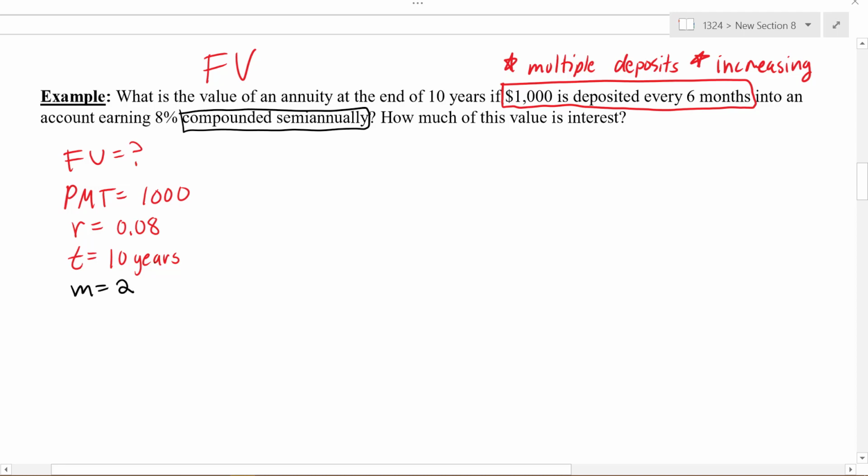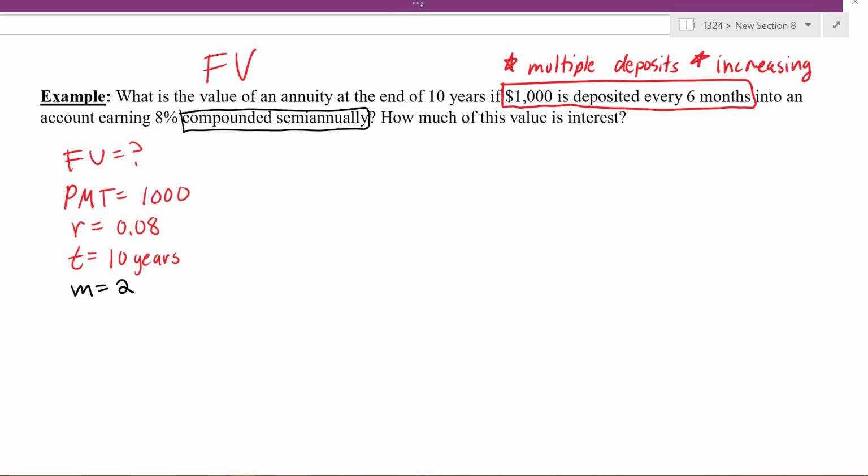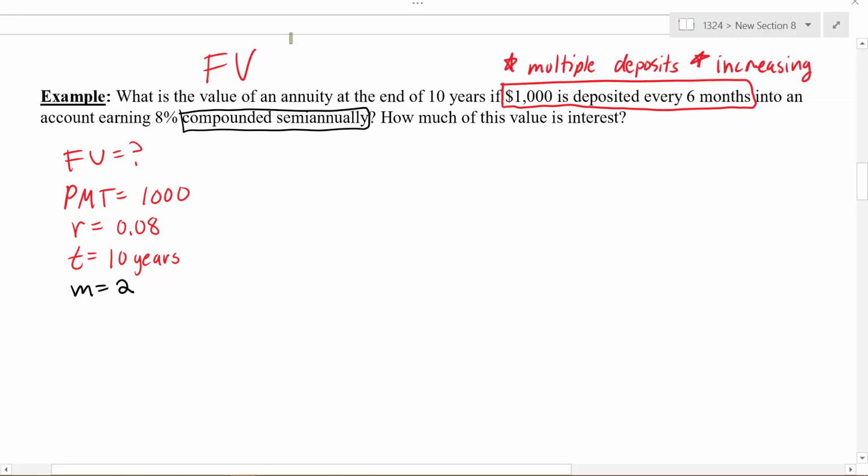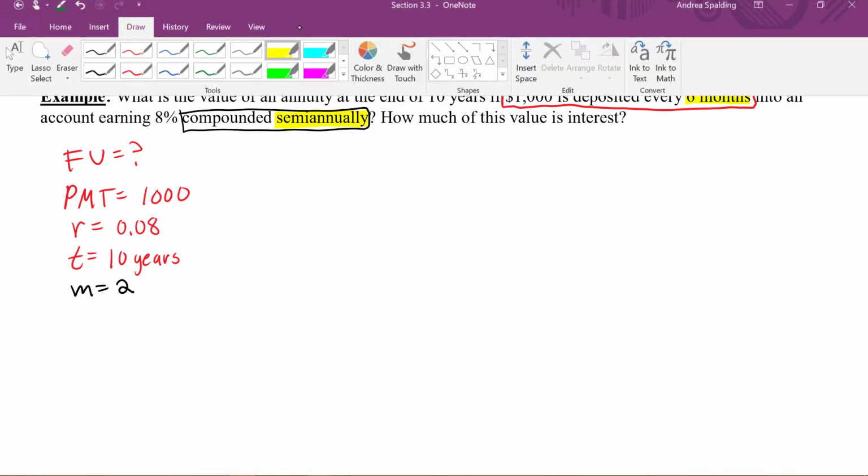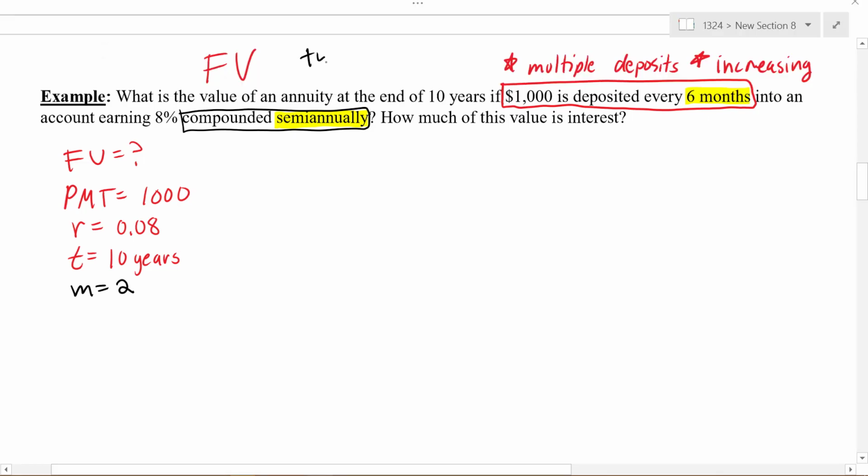So I want you to make note of something here. In all of these problems, 2 things are always going to go together. You are making deposits every 6 months, and the interest is getting calculated semi-annually. Both of those things mean twice a year. So they're both happening twice a year. Those 2 things are always going to match up. They're always going to go together.